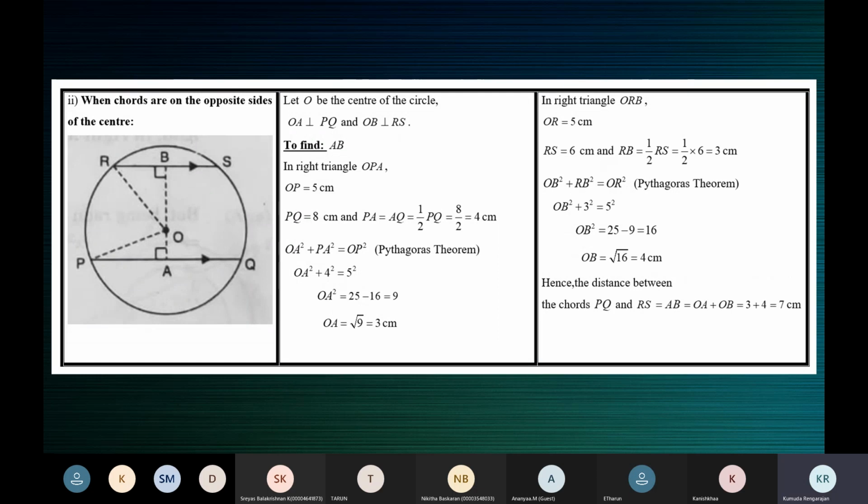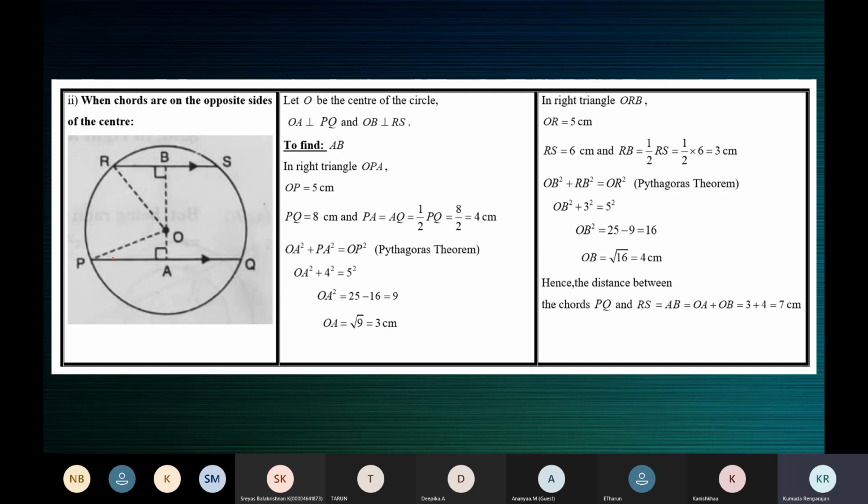This is the second one, when the chords are on the opposite sides of the center. Longer the chord, shorter its distance from the center. If the chord is long, it will lie closer to the center, so the distance from the center will be small. Just giving you, you can see here why the figure is made like this.